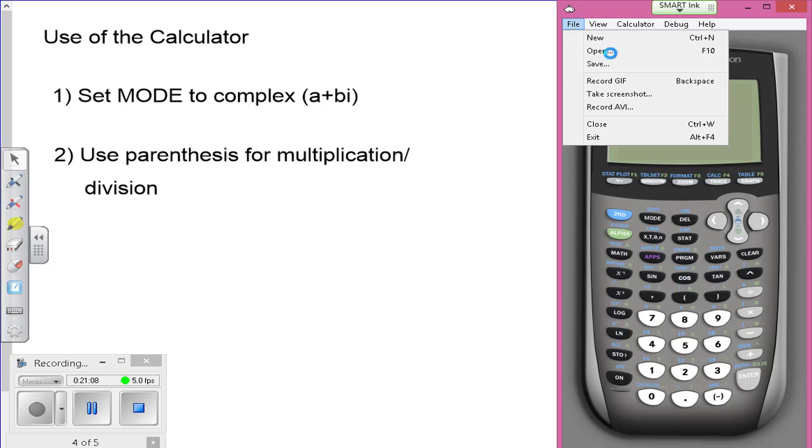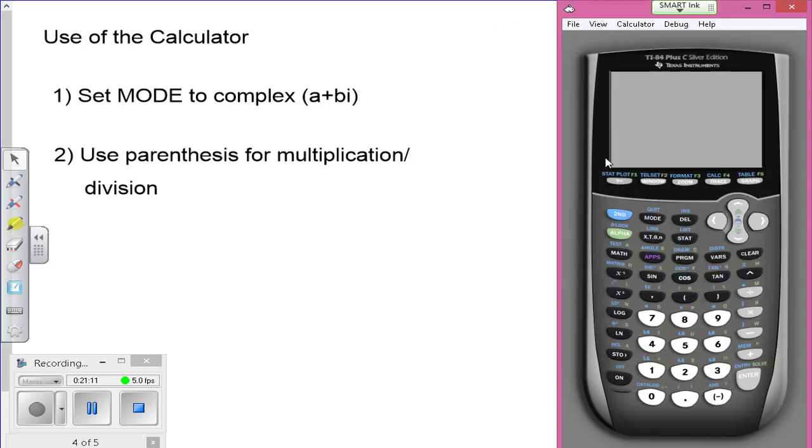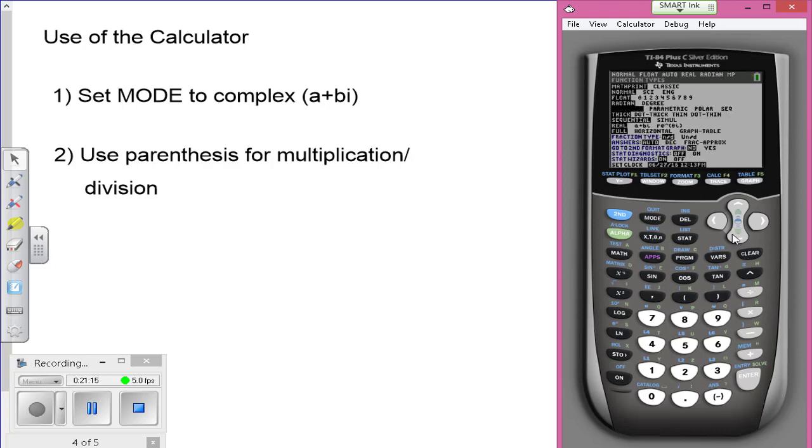So if I pull that up and get the mode, you just have more options. But here's the Real. Switch it over to complex, and then you can go from there. All right.